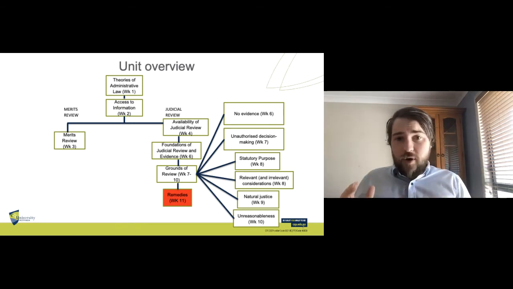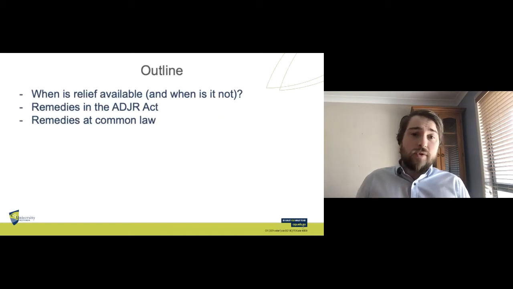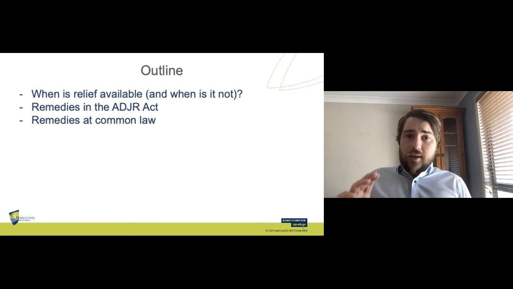We've been through that process. We've ticked all those boxes. Now we've got the final step to ask, well, what can the court do about it? What remedy can a court offer to a decision that has been invalidated under one or more of these grounds of review?